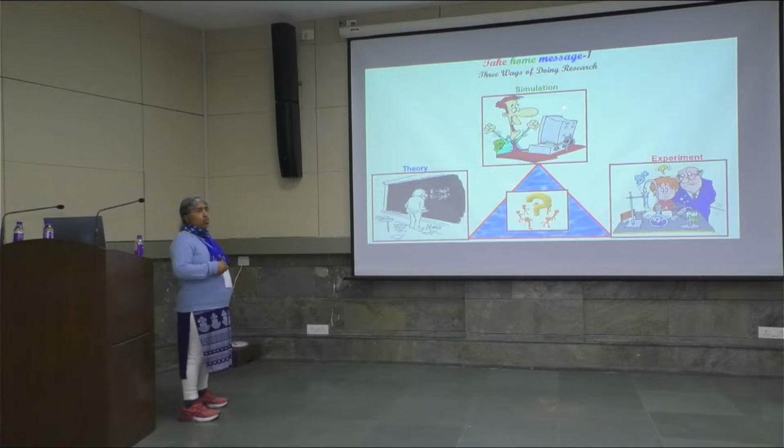Take home message number 1: there are 3 ways of doing research. This is for only the students. One is theory, this is Einstein, and this is simulation, which we are doing, and this is experiment. These can mix also, but typically, most of the time, they are separate. You can see the experimentalist is having trouble, and this person also is having trouble. On the other hand, the simulation person is jubilant.